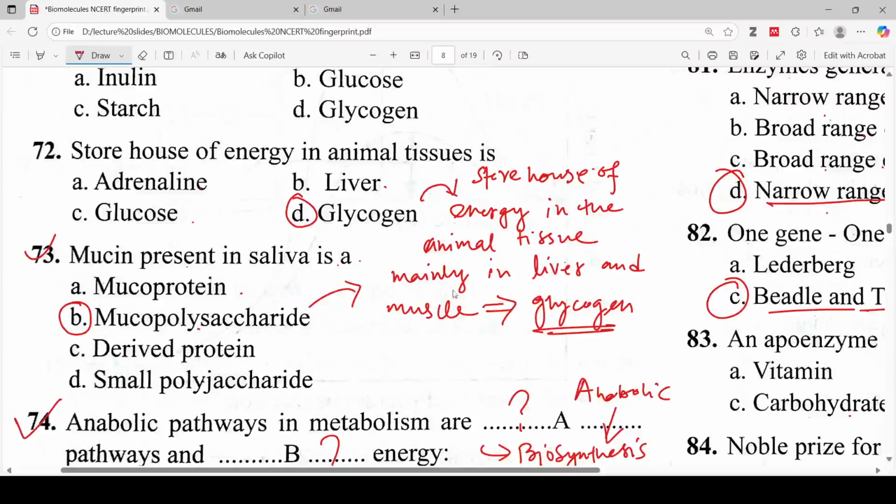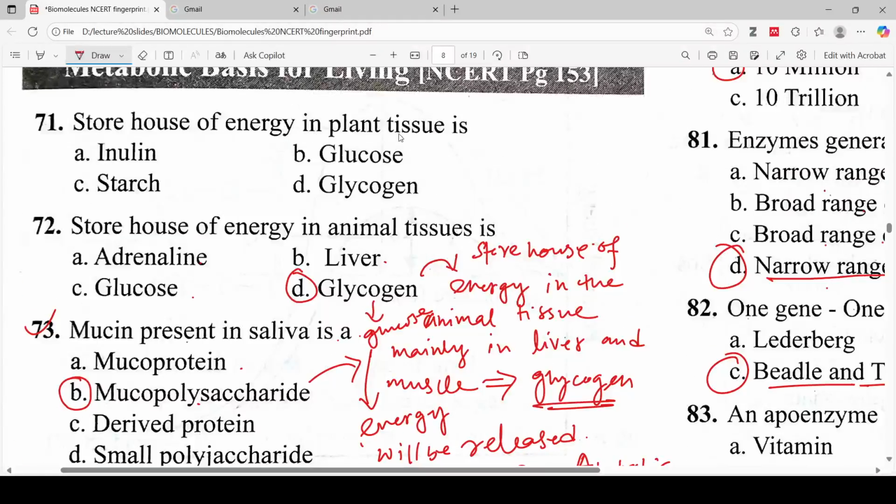When it's required, or when the animal remains in starvation, the glycogen will be broken down and release glucose, and from glucose the energy will be released. Next question: storehouse of energy in plants. The storehouse in plant tissue is definitely starch.